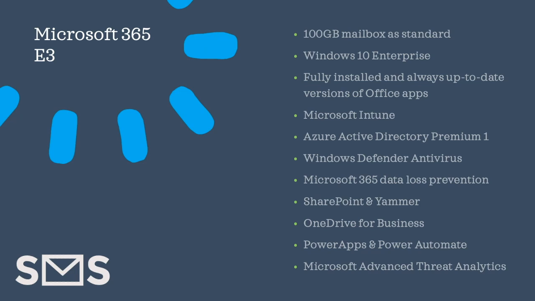You get SharePoint and Yammer with it. Yammer, for people that have not heard of it before, is effectively Microsoft's own social media site that you can use to interact with your staff and external bodies. You also get OneDrive. You get Power Apps and Power Automate.